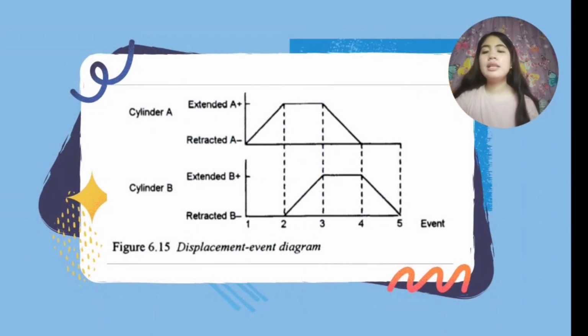In this slide, we see how sequences are written in shorthand notation using letters for cylinders and symbols for movement. A plus means extension and A minus means retraction. So the sequence A plus, B plus, A minus, B minus means first cylinder A extends, then cylinder B extends, followed by cylinder A retracting, and finally cylinder B retracting.